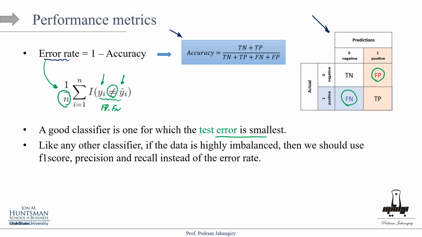And like any other classifier, if the data is highly imbalanced, which most of the data sets in finance are, basically when it comes to loan applications, credit card default, etc., in examples like this, the data is imbalanced, right? Then we should use F1 score, precision, or recall instead of the error rate or accuracy. Or if you want to use all the information from the confusion matrix, you can report MCC, right? So this is what we covered in the previous slide, in the previous part 19.